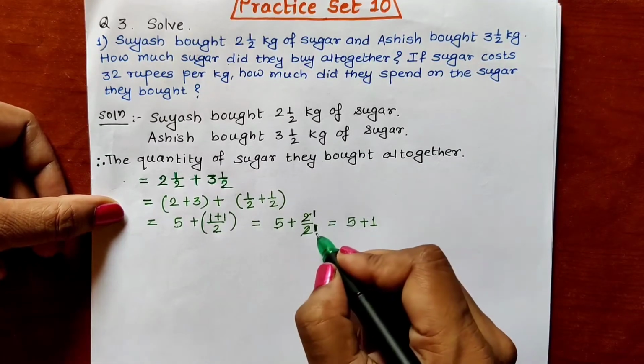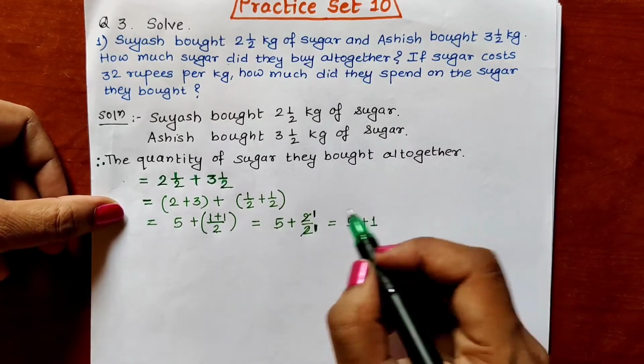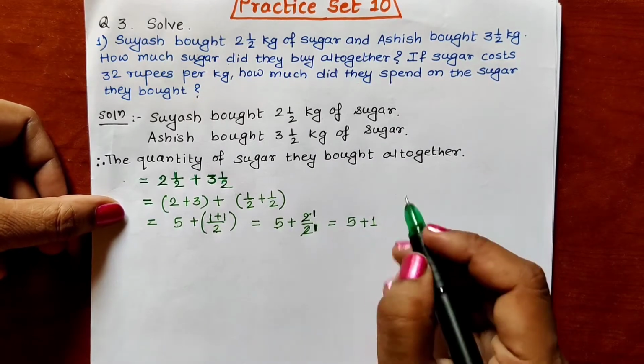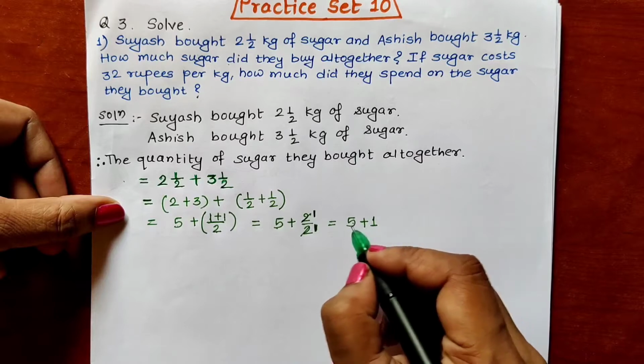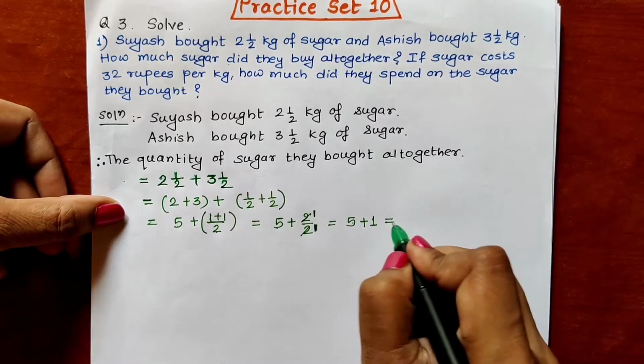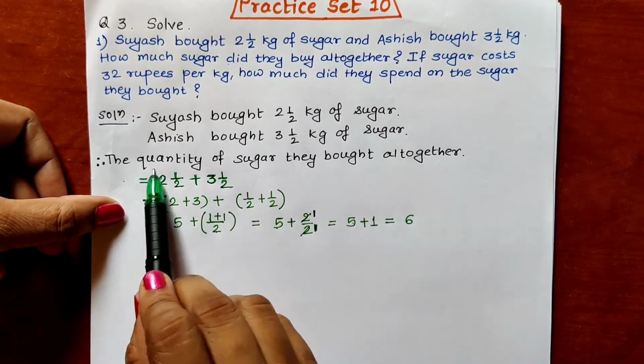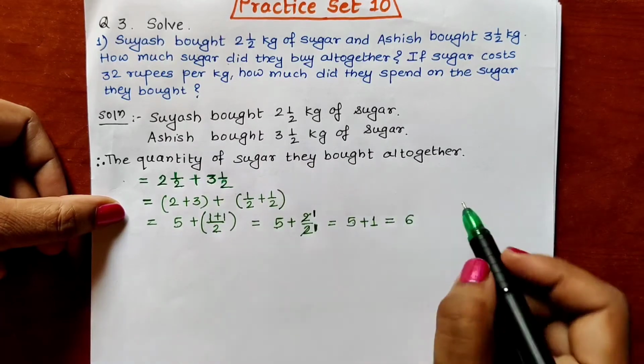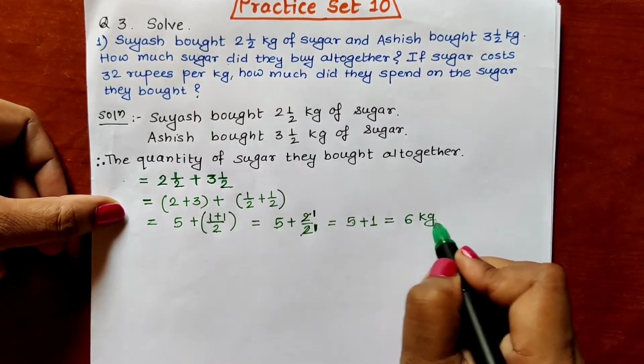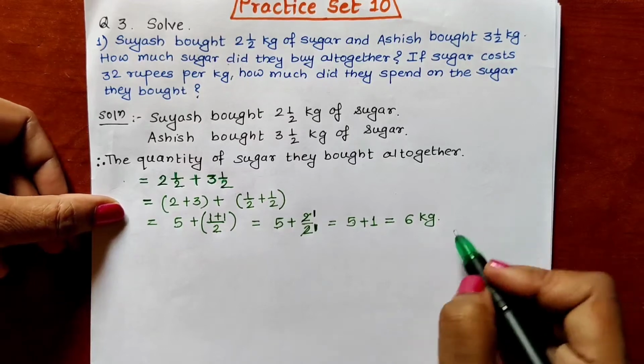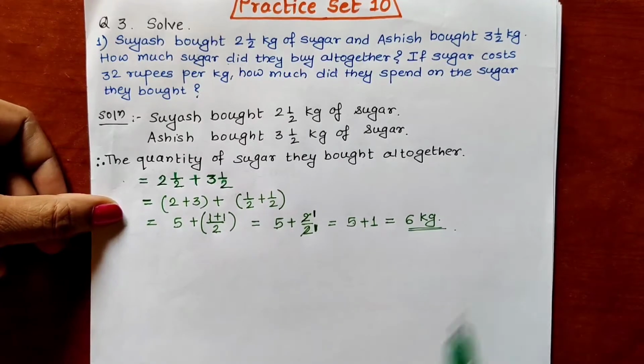Correct? Upon 1 means it doesn't have any value. We all know that. So 1 upon 1 means 1. So this is 5 plus 1, simple addition. This is equal to 6. So the quantity of sugar they bought altogether is 6 kg. Okay, so they bought 6 kg of sugar altogether.